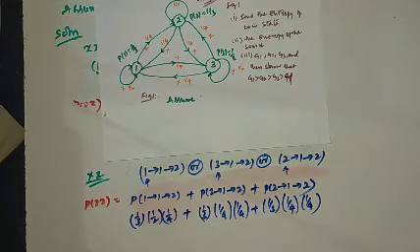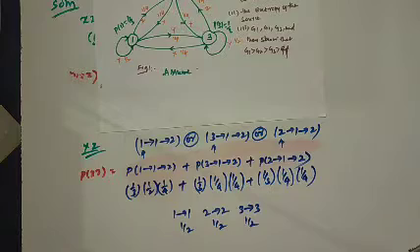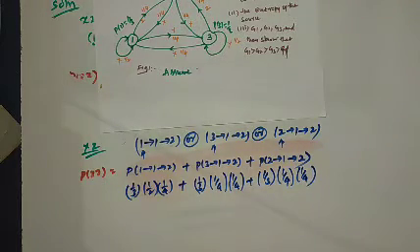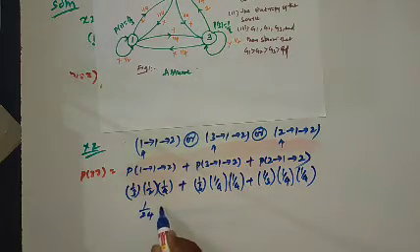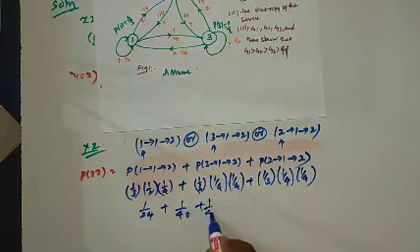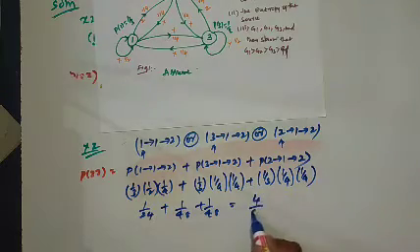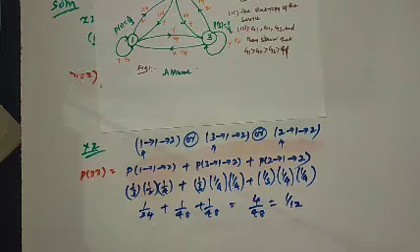Okay. See, in the diagram, 1 to 1 transition is 1 by 2, 2 to 2 transition is 1 by 2, 3 to 3 transition is 1 by 2. Other than that, this is all 1 by 4. Okay. See that 4 into 2, 8, 8 into 3, 24. So this is 1 by 24 plus 16, that is 1 by 48 plus 1 by 48. This becomes 4 by 48, this is nothing but 1 by 12. The probability of occurrence of XZ is 1 by 12. Okay.